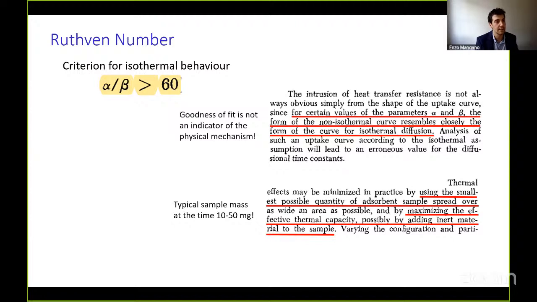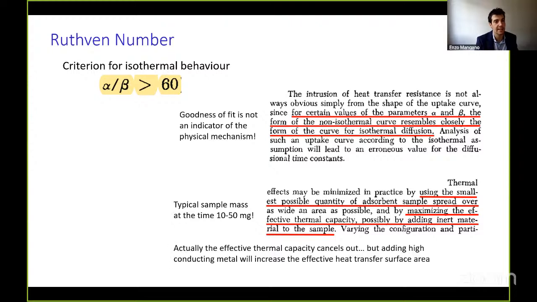Another observation is to always try to use the smallest possible quantity of sample, in order to minimize the thermal effects, dispersing the sample and using an inert material in order to essentially increase the transfer area of your system. He also defines a criterion for isothermal behavior, which you will see in the next slides, what we call the Ruthven number: alpha divided by beta, according to his notation, higher than 60.